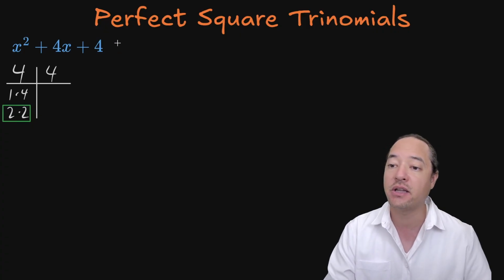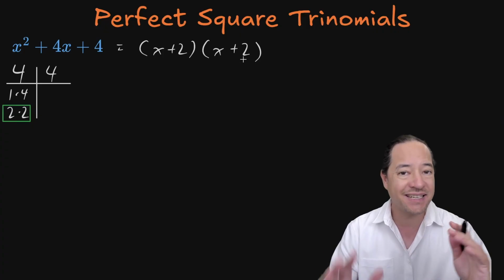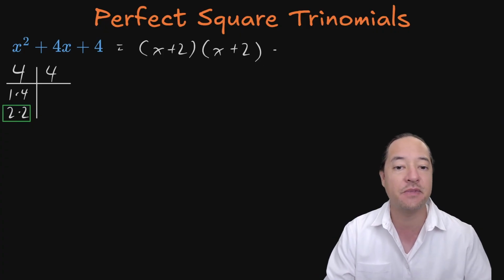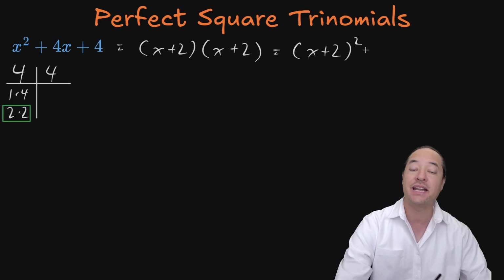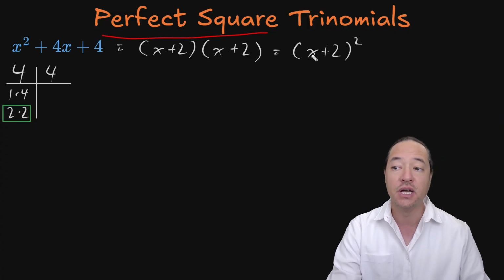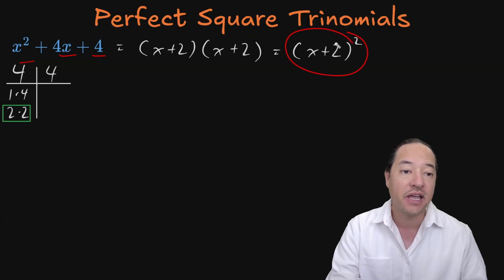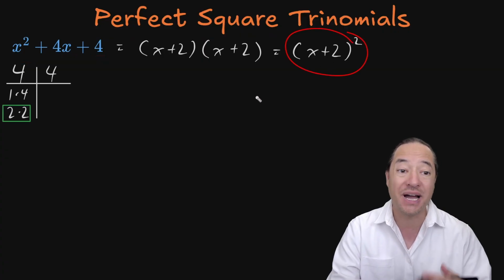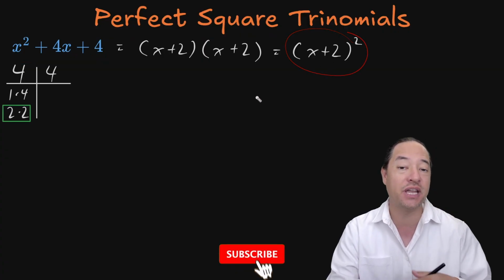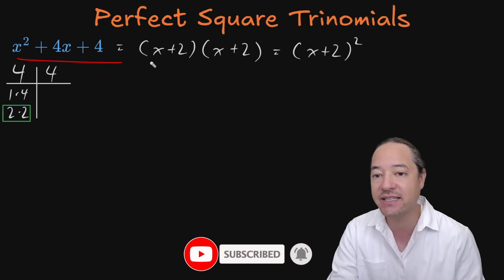That means this should be equal to x plus 2 times x plus 2. And I can condense that because this is the same thing. I can say this is x plus 2 squared, right? And now you kind of see why we call this a perfect square trinomial, because it is a trinomial, but it's the result of a perfect squared binomial, right? So you take this binomial and you square it and you're going to get this trinomial. Okay, so that's the idea here.